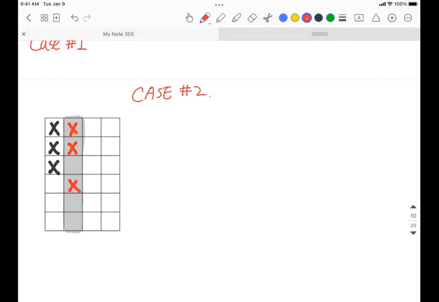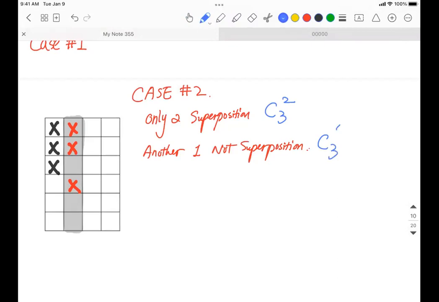Well, in order to make sure my second column only has two superpositioning with your first column, and the other one is not there, how many ways can I do these first two requirements? Only two superpositioning and another one not superposition. It's 3 choose 2 times 3. Does it make sense? Only two superpositioning from 3 choose 2, and the other one is not superpositioning. You only have 6 rows in total, so for the remaining 3, you choose 1.